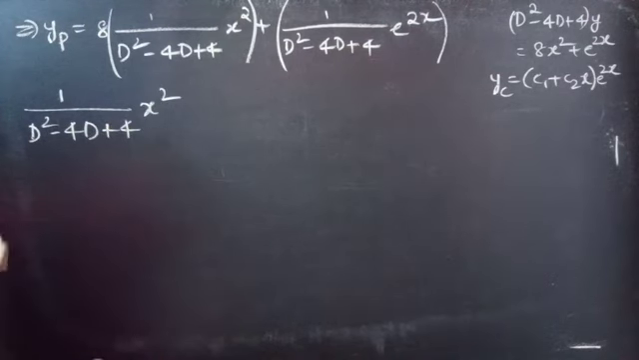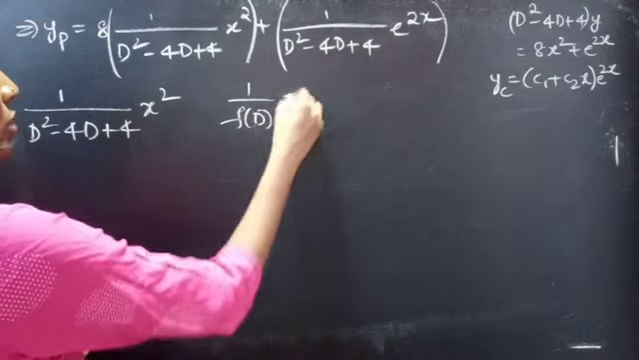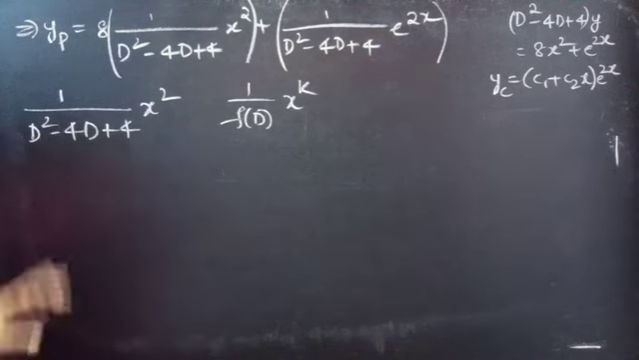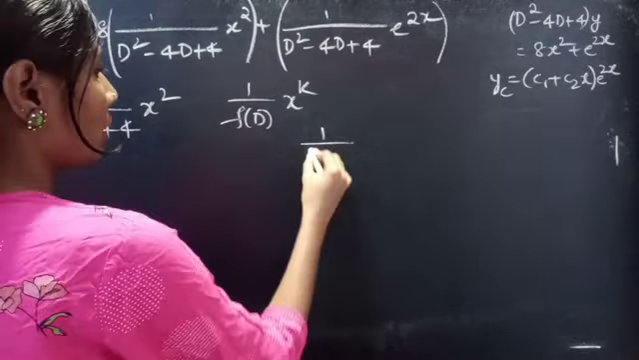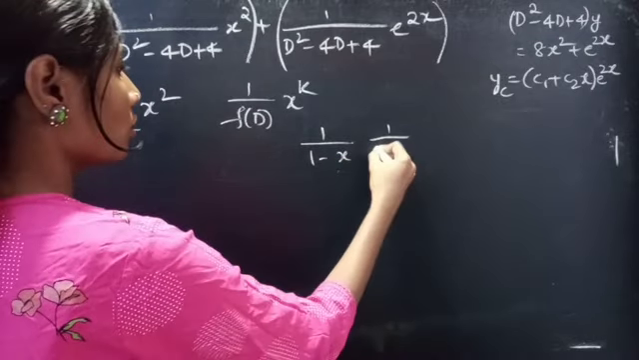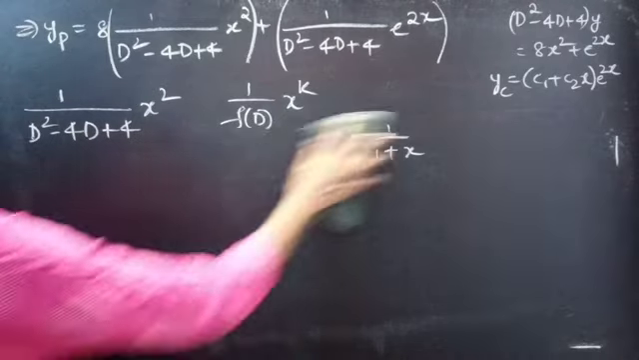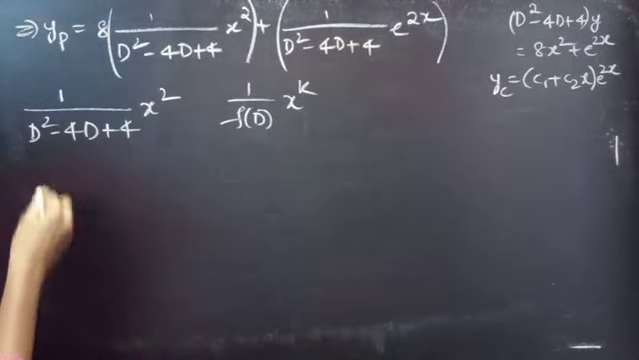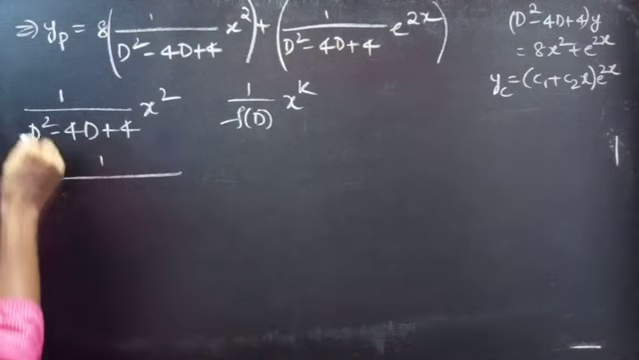Here we have this in 1 by f of d into some x power k form, right? So we can write 1 by f of d in 1 by 1 minus x form or 1 plus x form by taking the lowest degree term common from all the terms of the denominator. Okay, you can just take 4 common from all the terms.